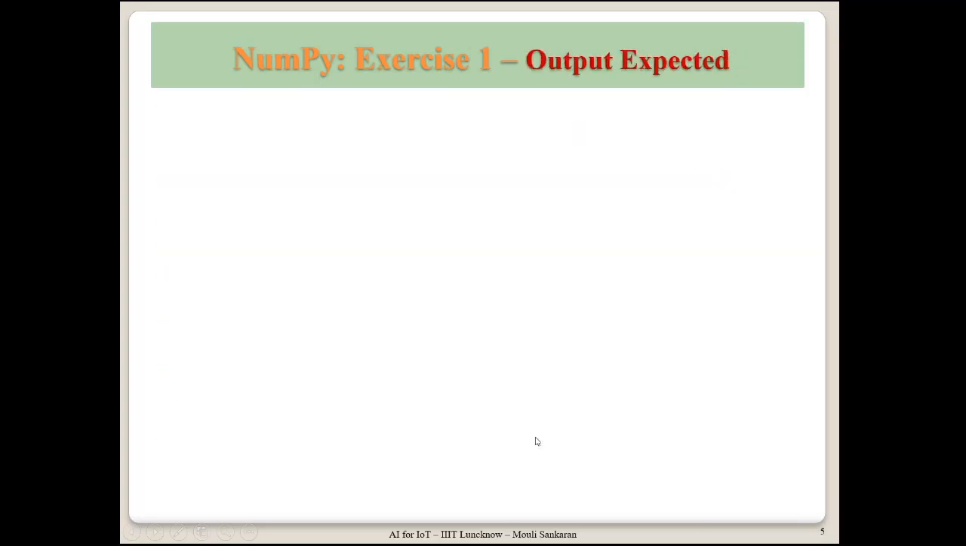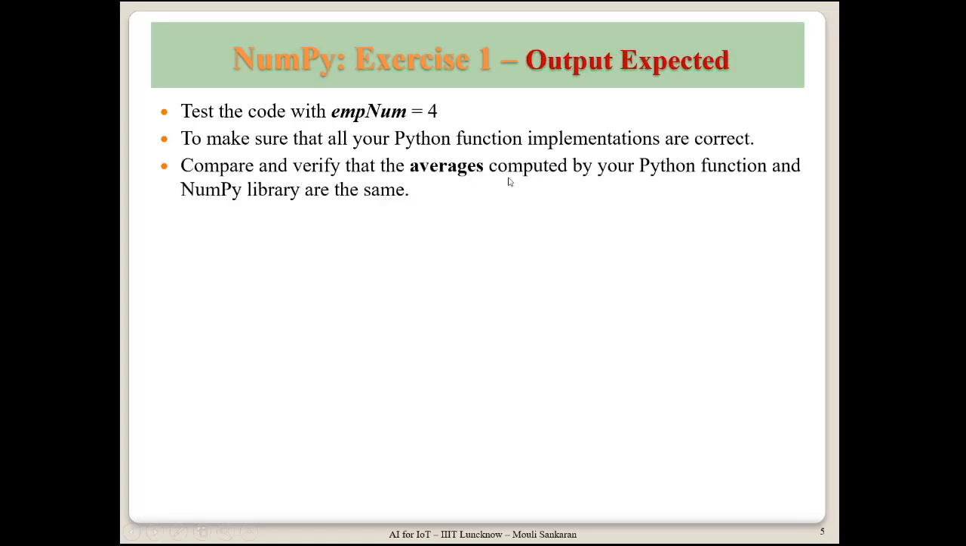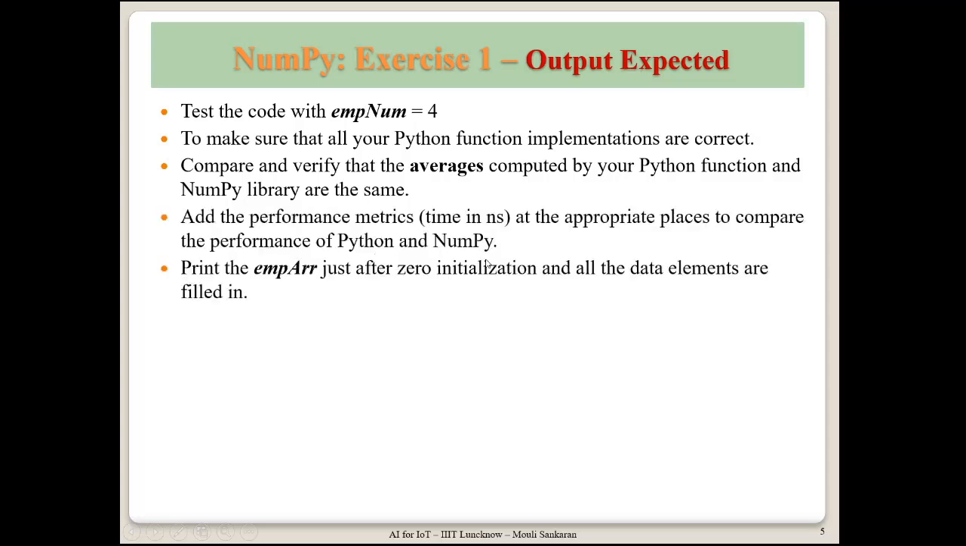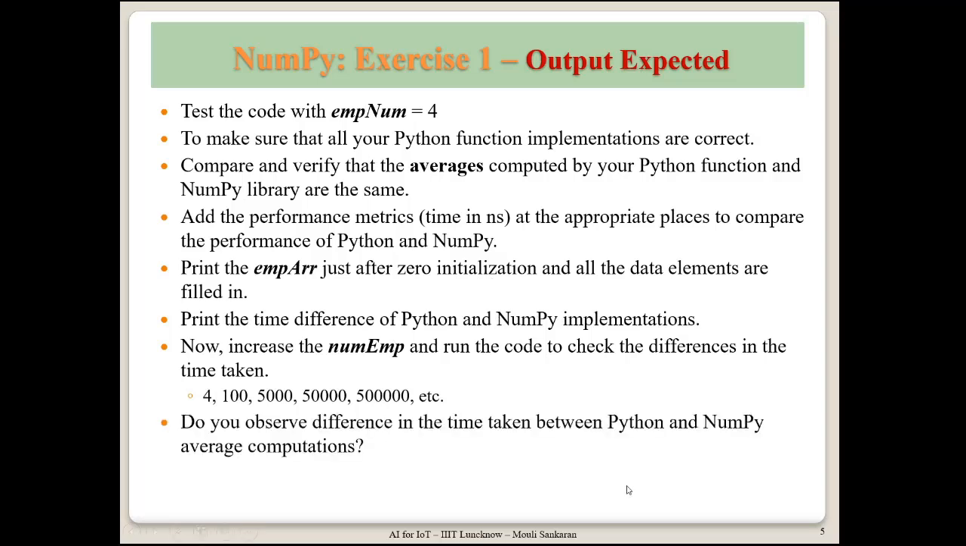I hope this is clear. And then initially, how do you do it? For 4 you create, and then for 1 element, and then try to find out the average and verify yourself whether it is doing properly or not, and then add the performance metrics. Then initialize the employee with 0 first, and then actual data, call the functions, and then do it for higher numbers and see the difference in the performance of Python as well as the NumPy library. This is the job to be done.